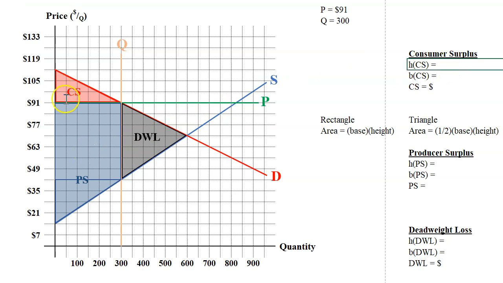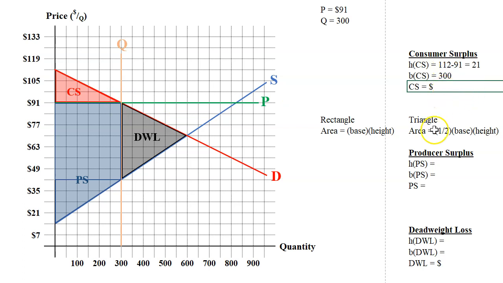We're going to do it the exact same way we did it before. We're going to do the top number, which is 112, minus the lower number here, the price is 91, and that gives us 112 minus 91 is 21. Okay, so the height of this triangle is 21. The base starts over here and goes over to the quantity line right here, which is 300. So the distance from here over to here is 300. I'm going to put in 300.